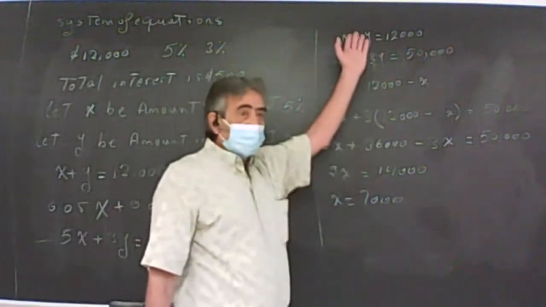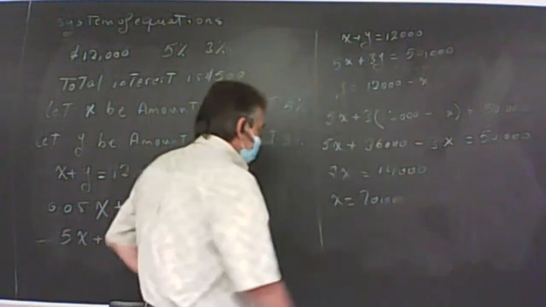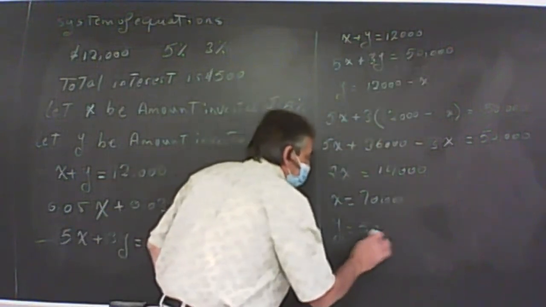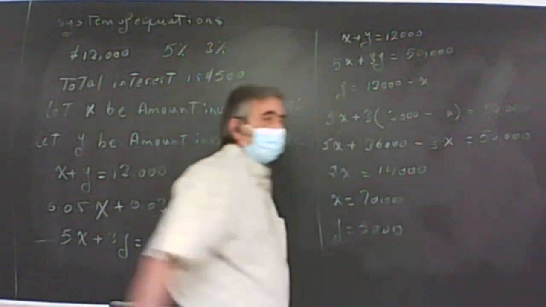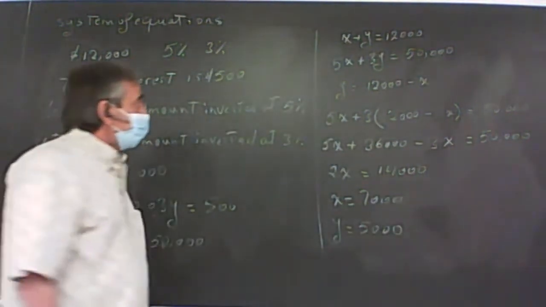Can I figure out what y is? Both of them add to 12,000, right? So y is 5,000. Let's check that.